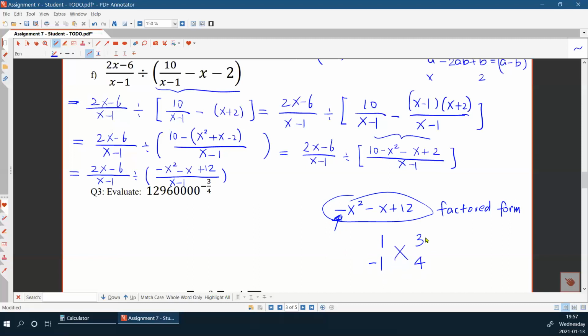And then after the cross product, sum of the cross product is minus 1. So now here we have 4 minus 3 is 1. So this is not what we want. So we can change the order to 4 by 3. And now minus 4 plus 3 is minus 1, which is the number here, right? So we can factor this expression as x plus 4 times minus x plus 3, right?